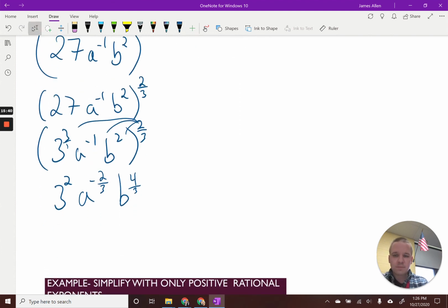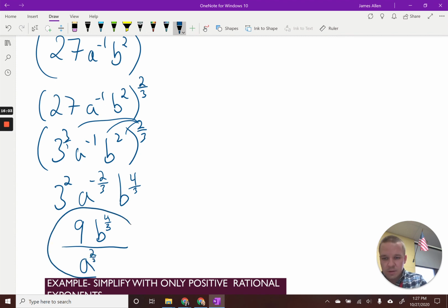Wonderful. Now, to finish writing this out, we can either do the reciprocal and have 1 over a, or I can turn this whole thing into a fraction. Let's go with the fraction route. That's going to be 9 when I do 3 squared. The b to the 4/3 will remain in the numerator. And then I'll bring this guy down here to be a to the 2/3.